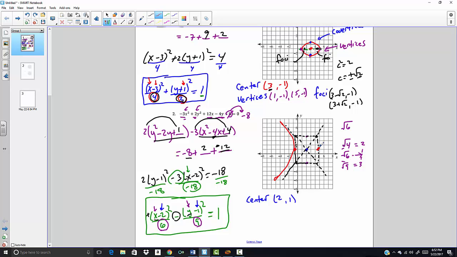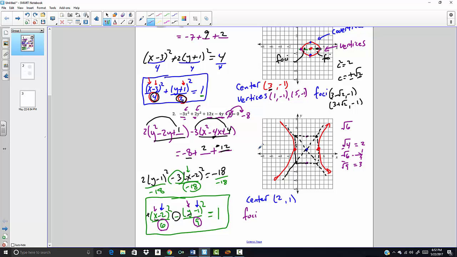It's not a great drawing, but it's hard to do on a smart board. And it looks like this, okay? So it looks something like that. Yours will obviously be a little prettier than mine. And then we will have that. So we're going to find the, let's do the foci really quick. It's going to be easier.